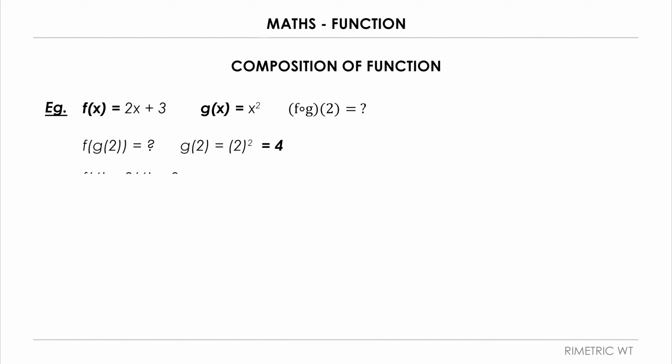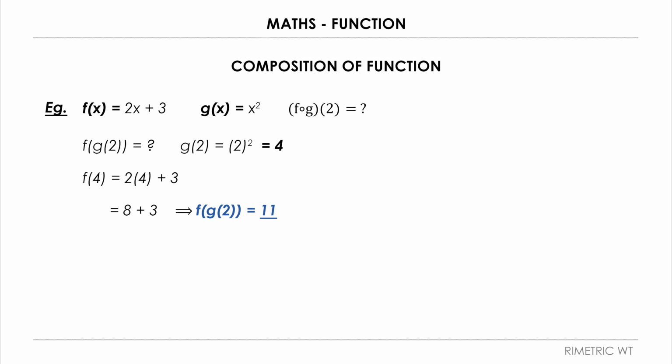Therefore, we get f of 4, which is equal to 2 times 4 plus 3, which is 8 plus 3, resulting in 11. So f of g of 2 is equal to 11. Now, let's see whether the order does matter. In other words, is f of g of x the same as g of f of x?